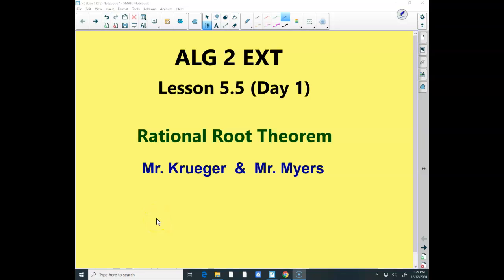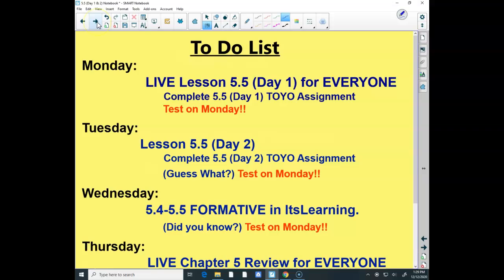Second to the last lesson of Chapter 5 here, 5.5, Day 1. Rational root theorem. Pretty important one, kind of confusing for a bit, but it's actually, follow along.